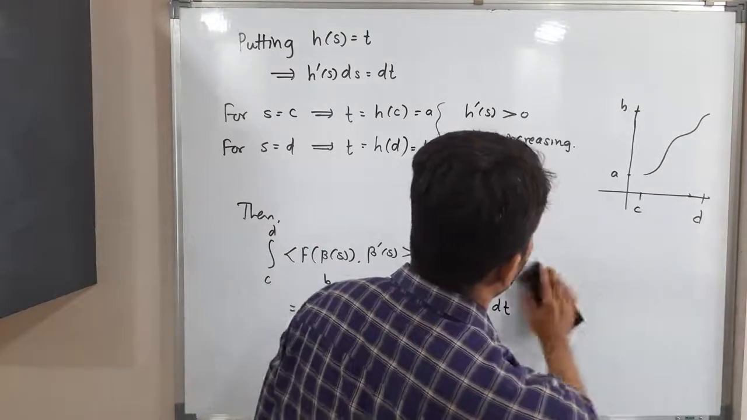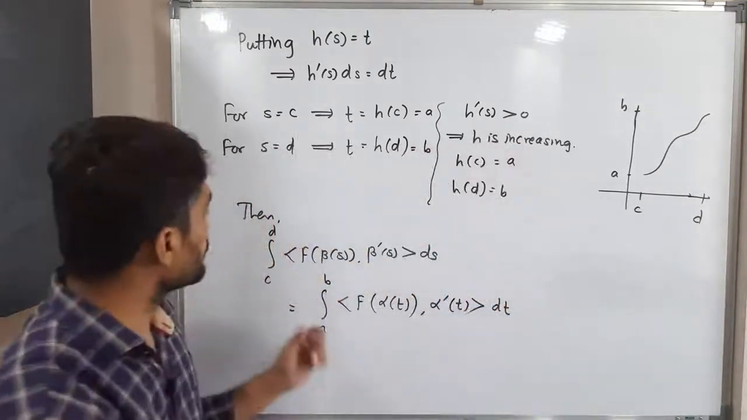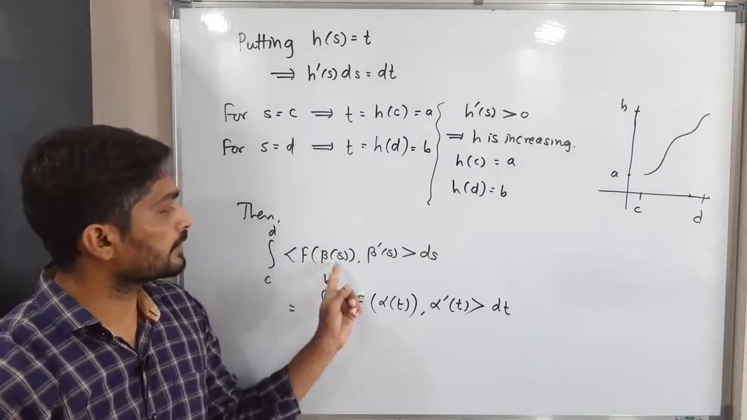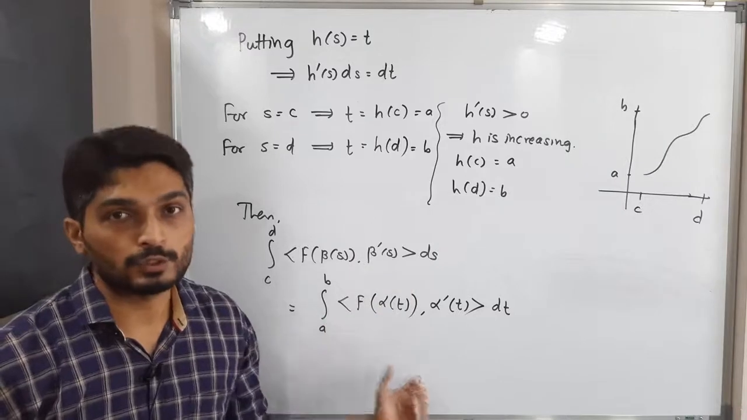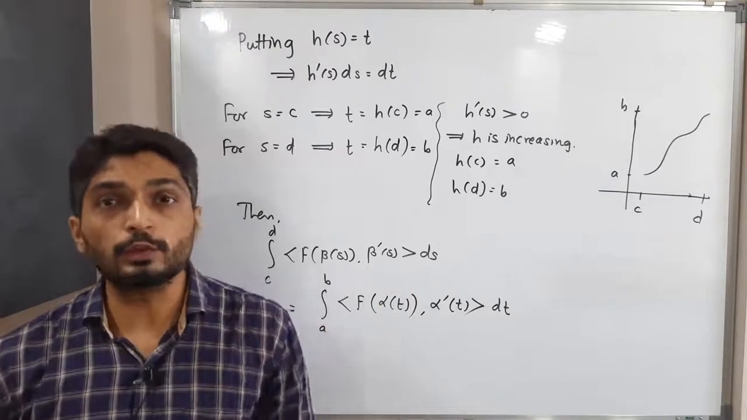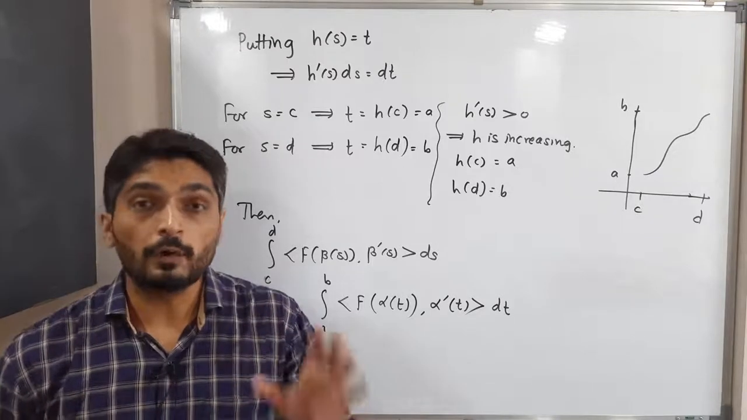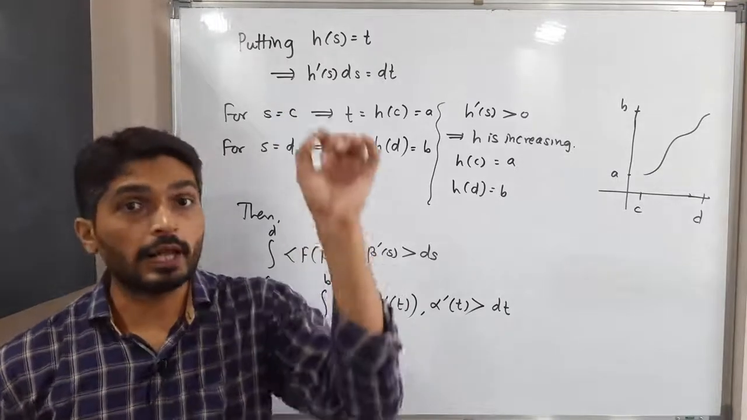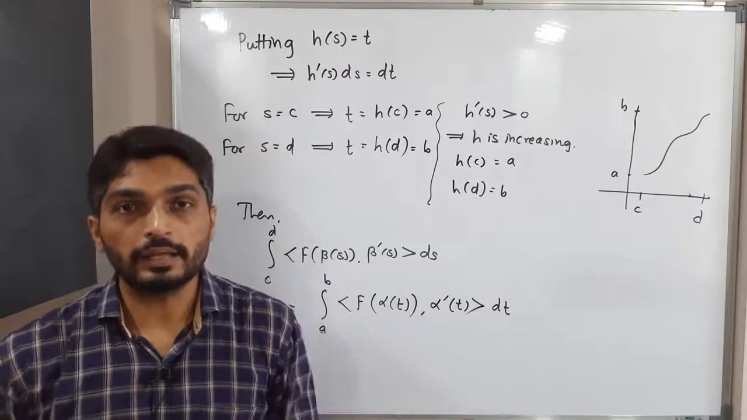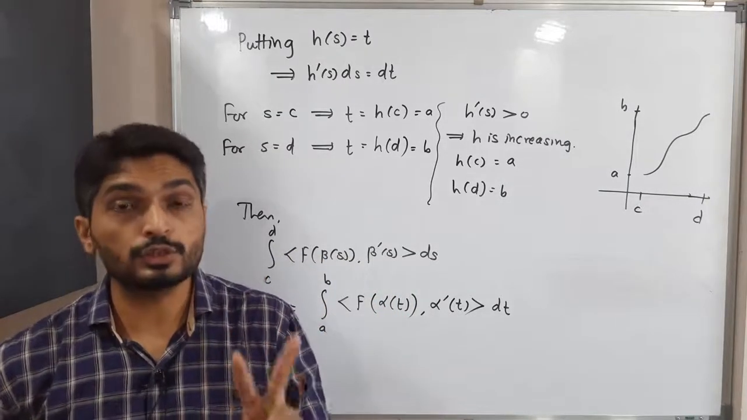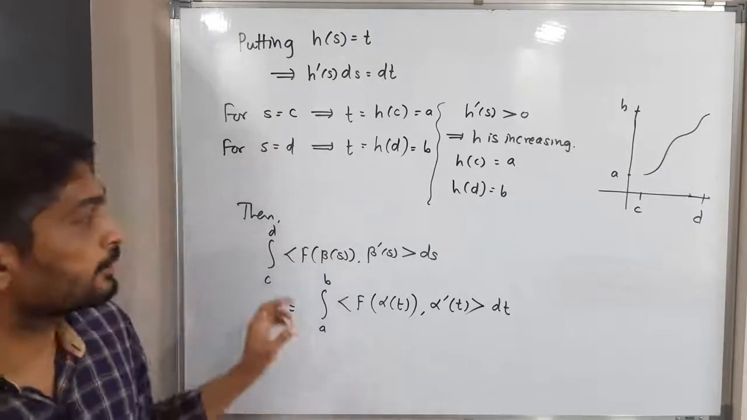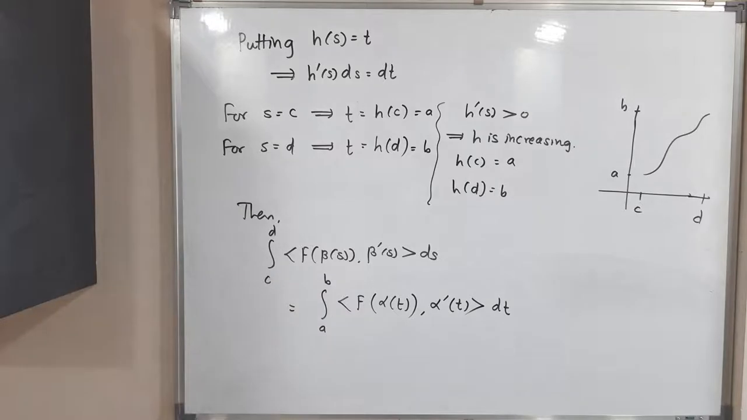Finally, what we got is that the integration of the inner product of f of beta of s, beta dash of s ds is equal to this one. So in this way we proved this result. What is our conclusion? When we have a vector field, and we are finding the line integral of the vector field over a curve, and it has two parameterizations which are orientation equivalent, then the value of the line integral will be the same with both parameterizations.